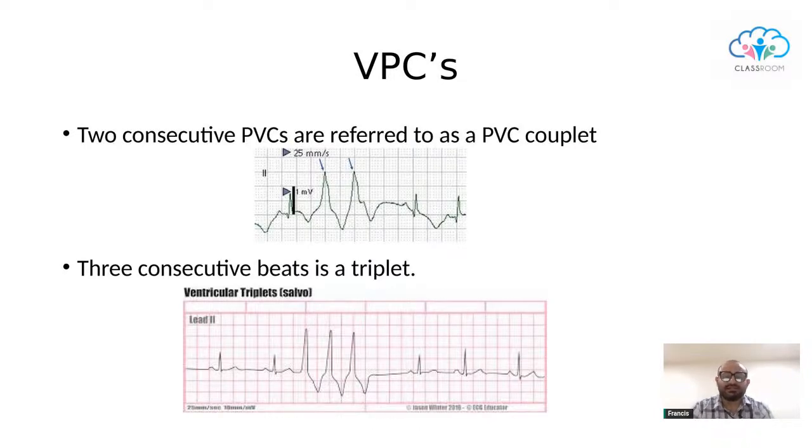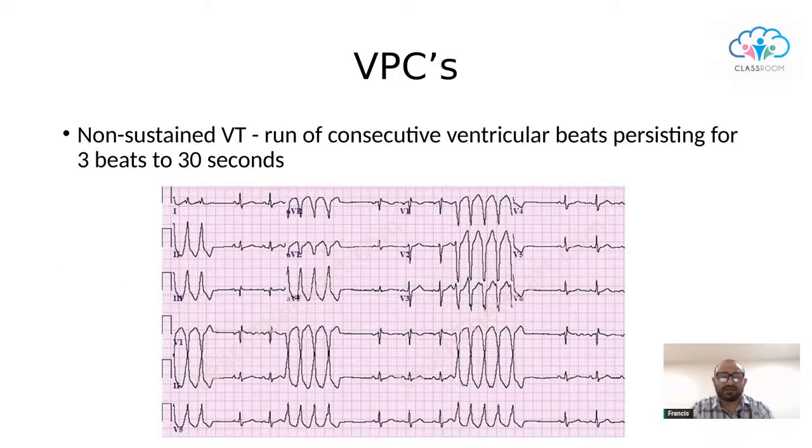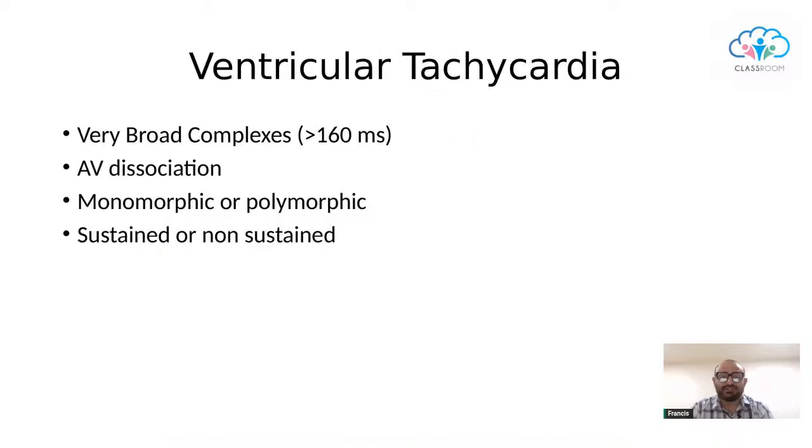This is a slightly more malignant rhythm where you have VPCs coming one after the other. If you have two consecutive VPCs, they're referred to as a PVC couplet. And if you have three consecutive VPCs, they are called a triplet. Four or more becomes a non-sustained ventricular tachycardia. So non-sustained VT is basically a run of VPCs, but lasting less than 30 seconds. And they obviously carry a poorer prognosis.